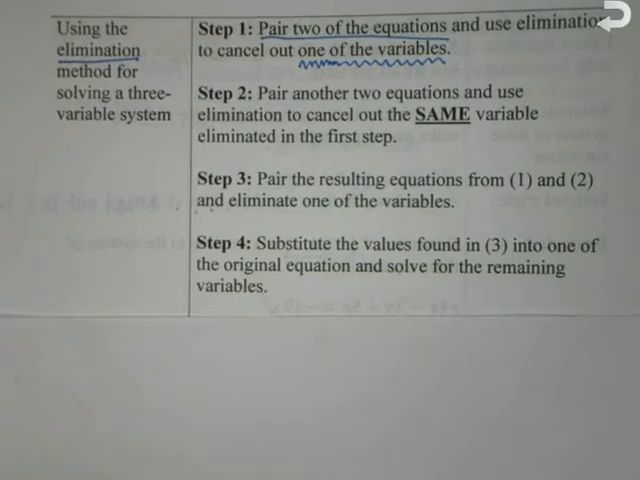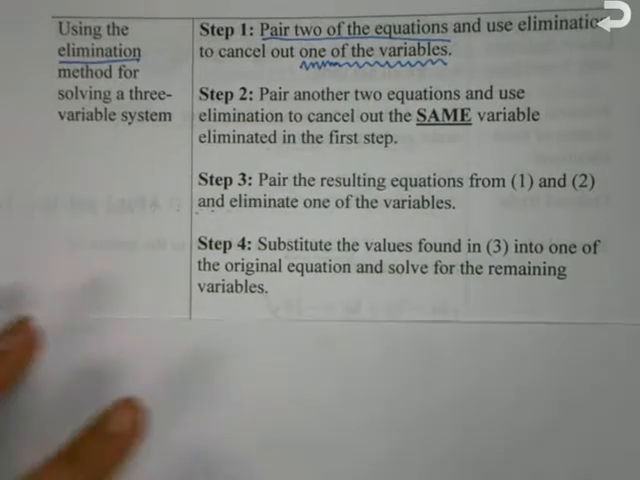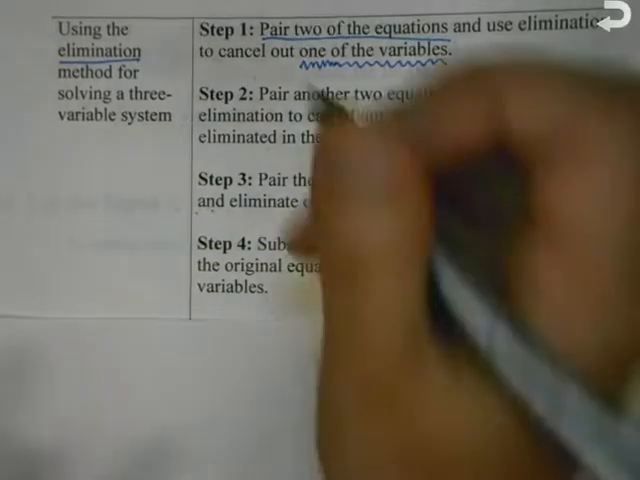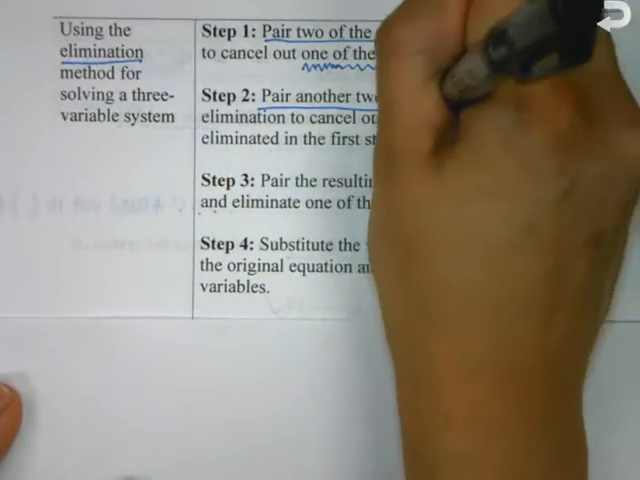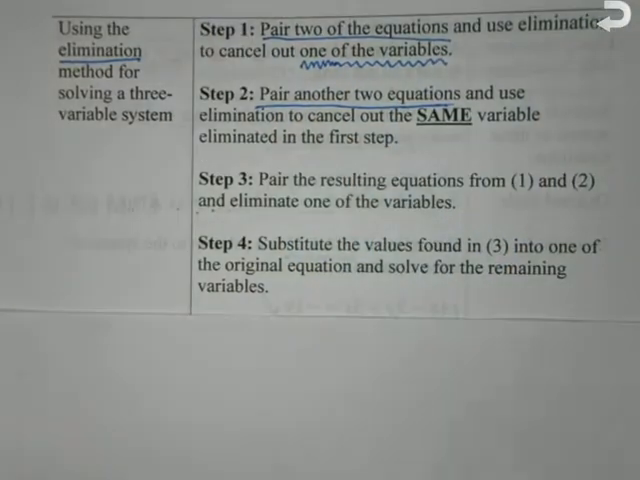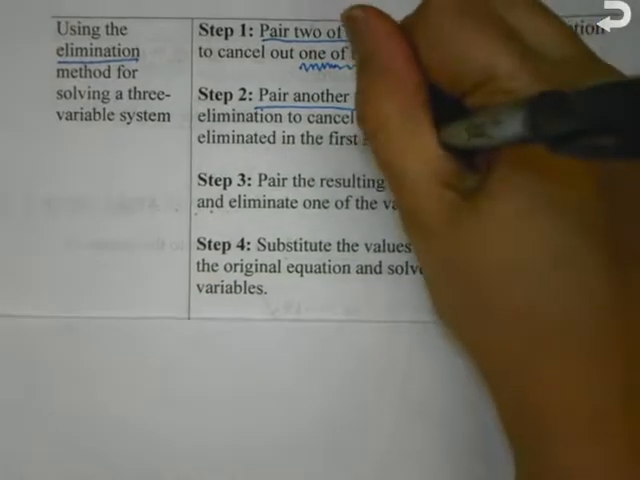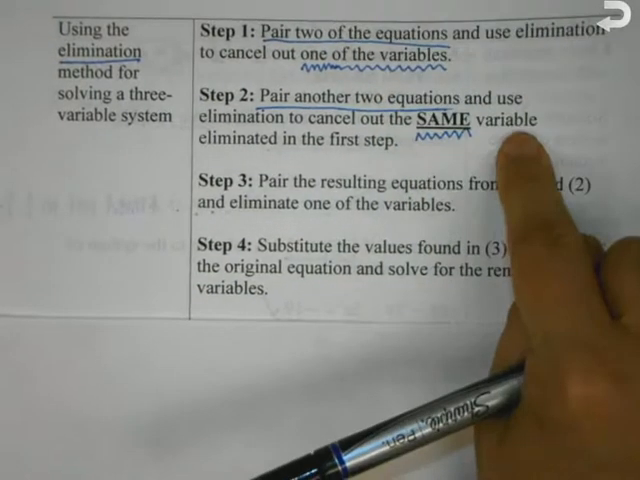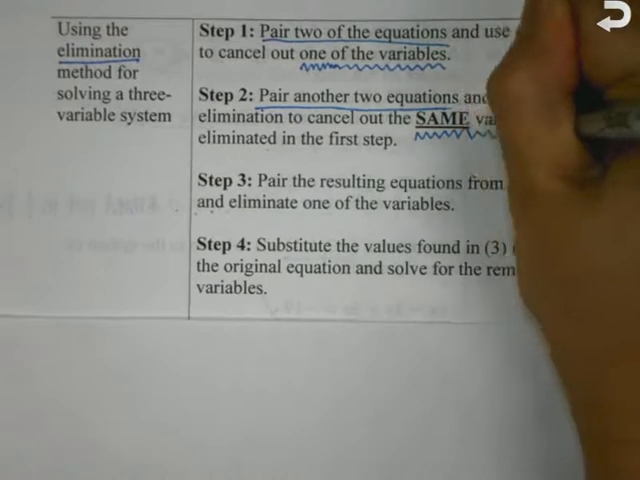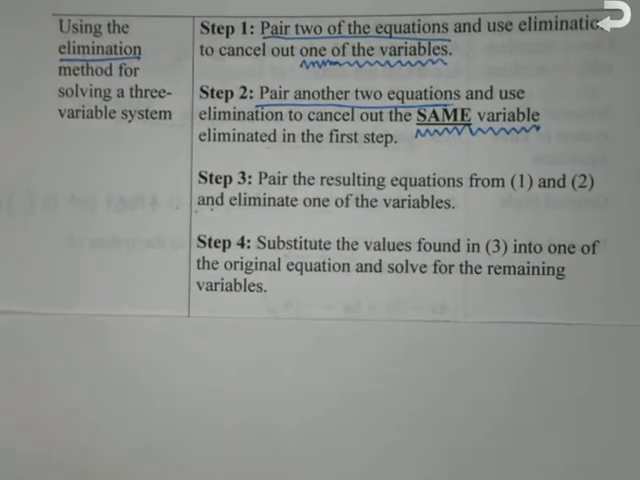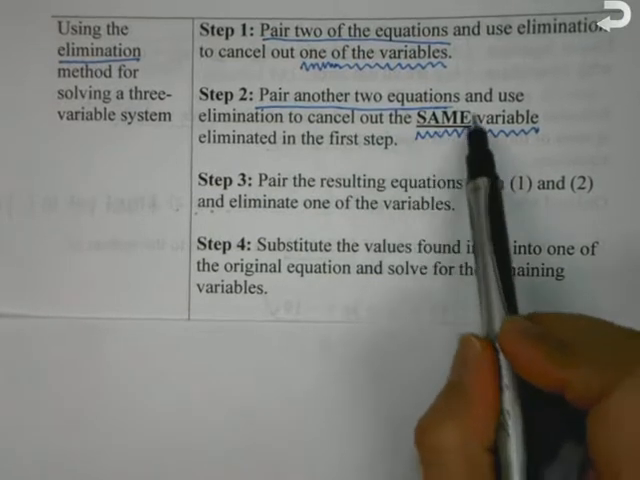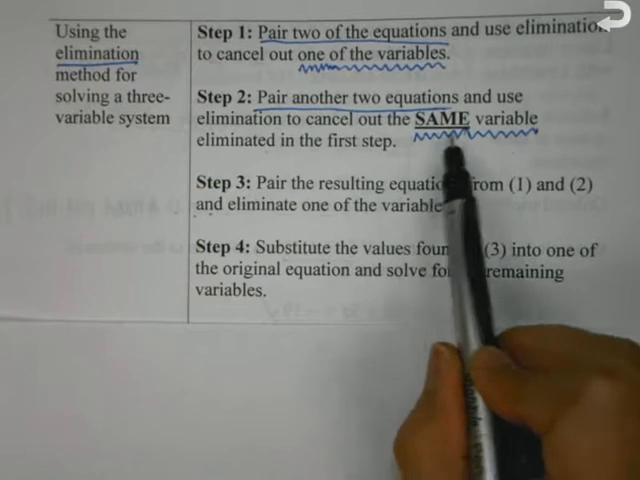Then after we've done that, we're going to pair another 2 different equations, and use elimination to cancel out the same variable. That's the most important thing about this. If you do not cancel out the same variable, it will not work. That's why I made it all caps, bold, and underlined it. Okay, it must be the same variable. So we're going to actually have 2 brand new equations.